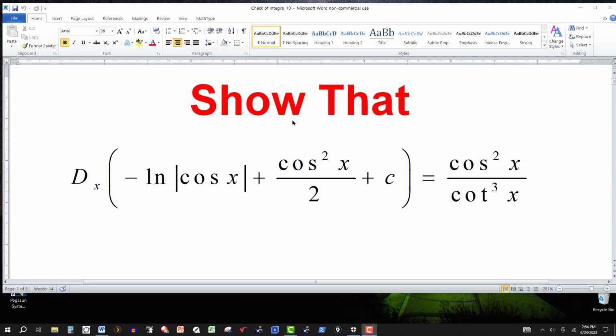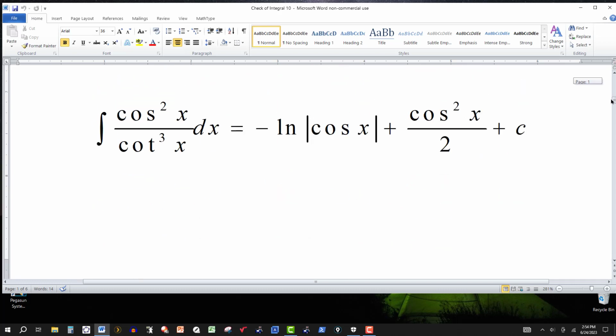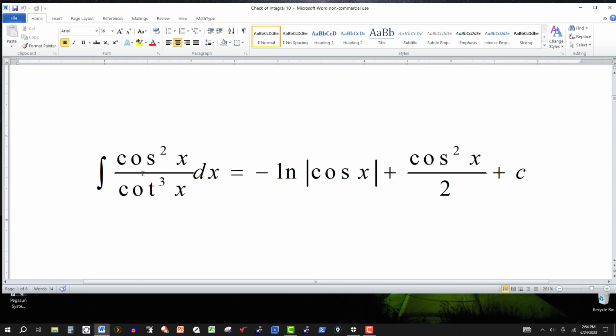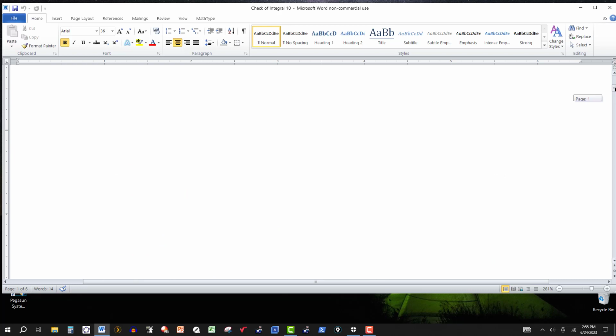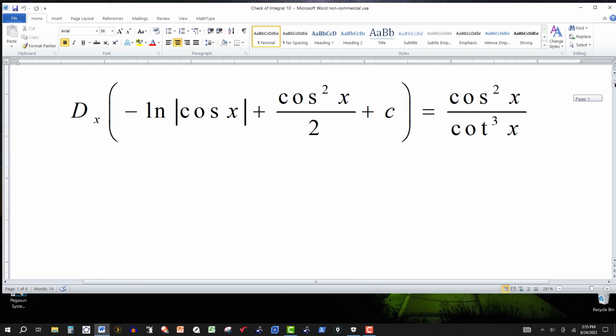In this video, we want to show that the derivative given here is equal to this expression on the right side. And this is more or less just a practice on derivatives. This is one problem we had done in a previous video, showing that the integral of cosine squared of x over cotangent cube of x was equal to this expression here. So this is just a check on that integral that we got.